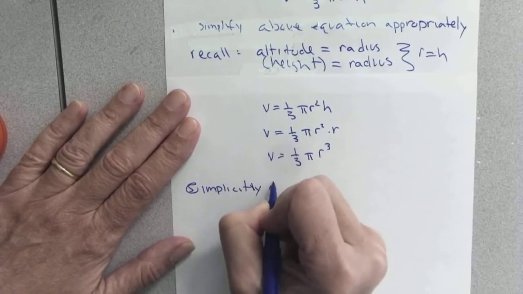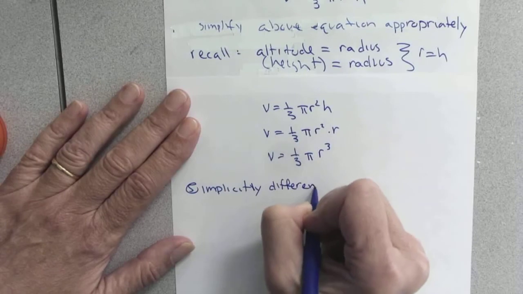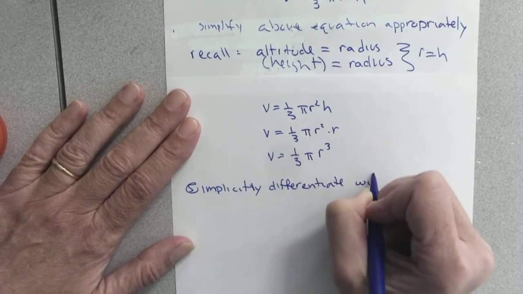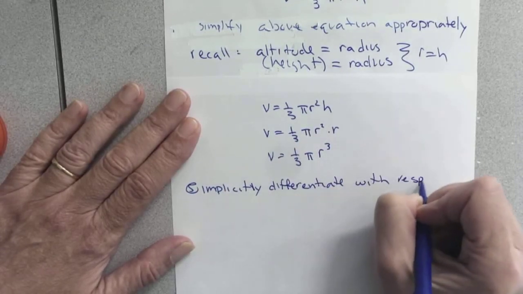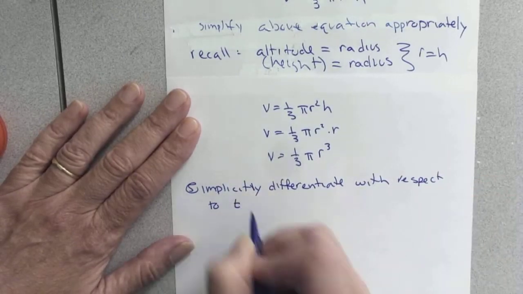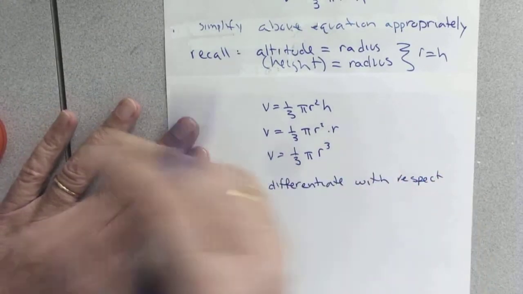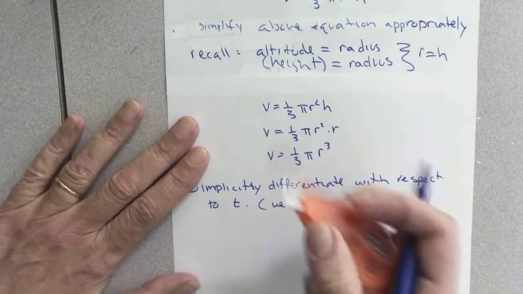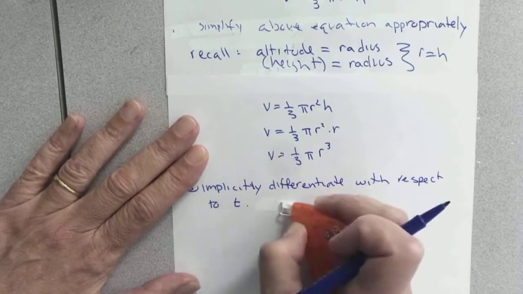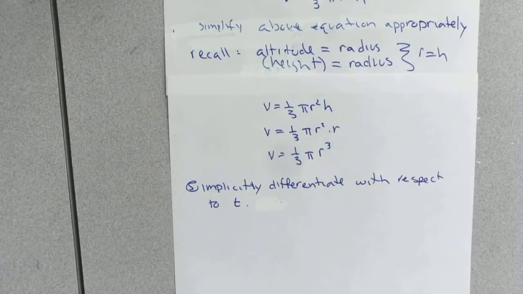Implicitly differentiate with respect to t. So that means we're going to differentiate everything we see there, but every variable gets followed by dr dt, dv dt, dx dt, whatever my variable is. I'm not going to write it down. It just means that every single variable is going to be followed by that variable's derivative with respect to t.